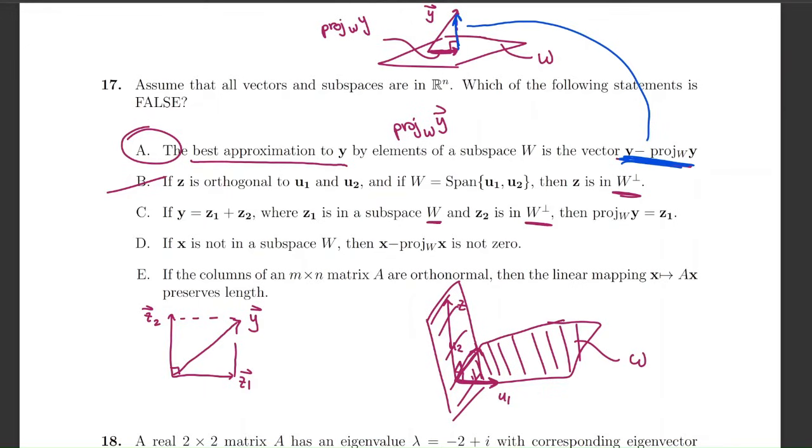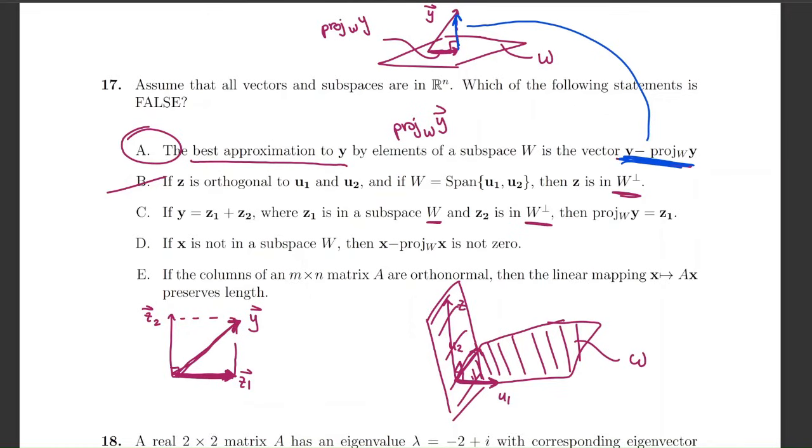So this is going to be true because you can see the projection of y is going to be onto z1, and z1 is already in the subspace of W. So it's basically like a projection onto this z1 direction. So the projection is going to be equal to z1.